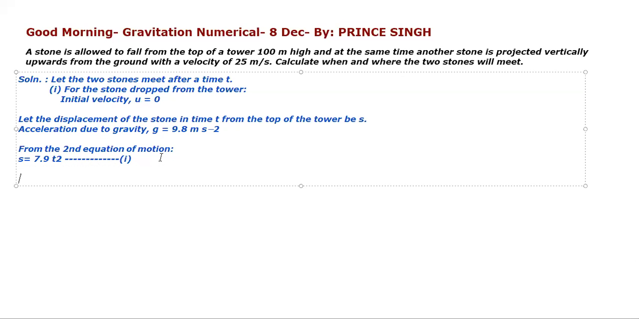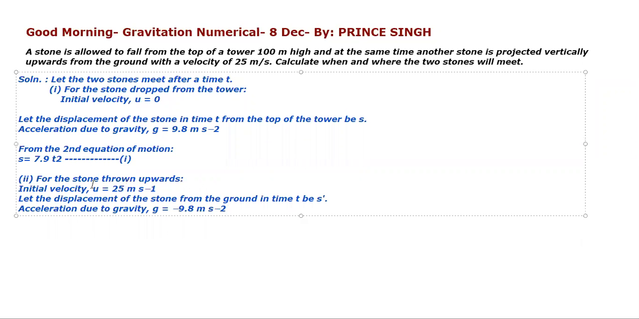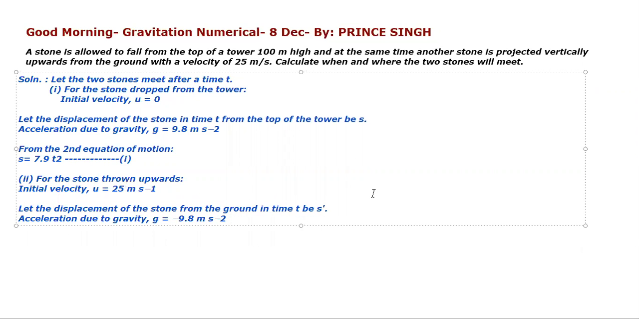Okay. After this, for the stone thrown upwards, the initial velocity equals 25 meter per second. Let the displacement of the stone from the ground in time t be s dash. Okay. You can take s dash or you can take s1.